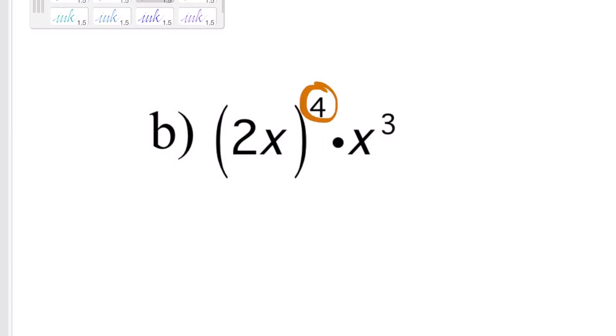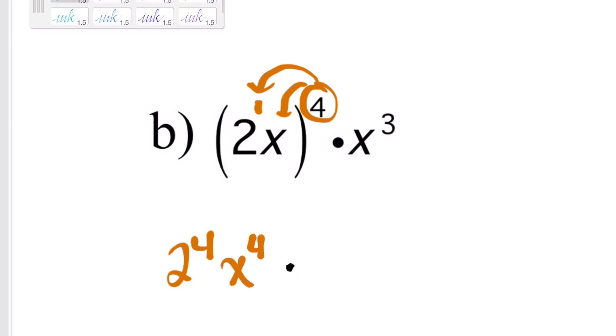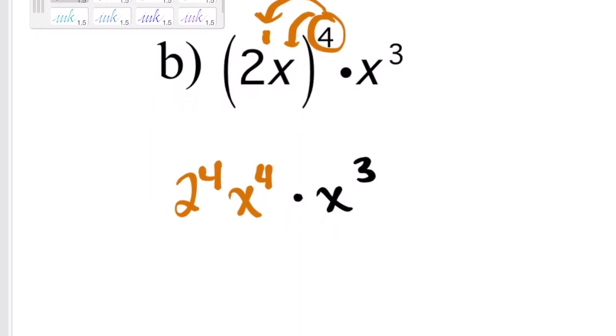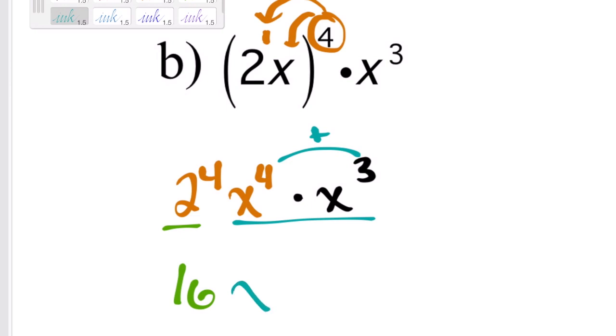I have a 4 on the outside, so this is going to go to the x. But not only is it going to go to the x, this 2 is also in there. So anything that's multiplying inside there, they're all going to get the 4th power. So I have 2 to the 4th power and x to the 4th power. I also have this x to the 3rd power here on the outside. So 2 to the 4th power is going to give me 16. And now I have these 2 x's multiplying together, which means I will add those exponents for x to the 7th power.